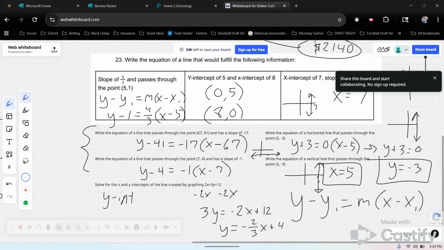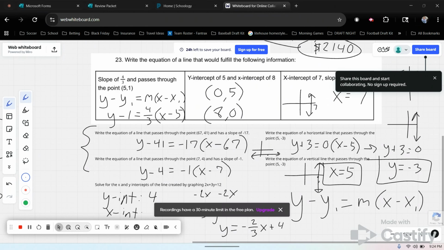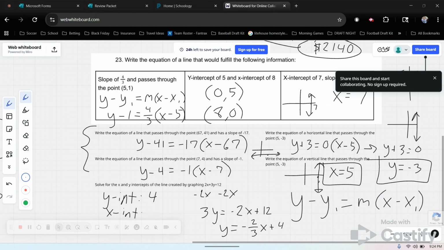Y-intercept is 4, and x-intercept is 6. Okay, let's just be fast. Other way you could do it, y-intercepts have an x value of 0.